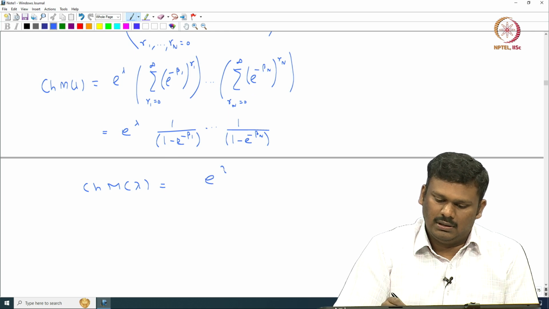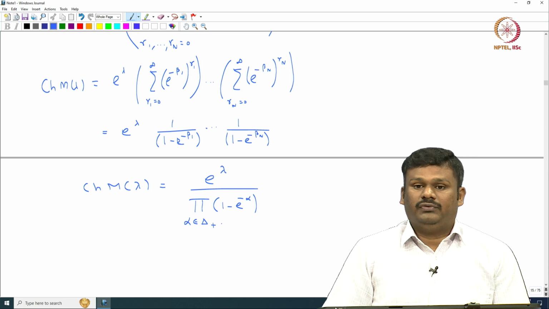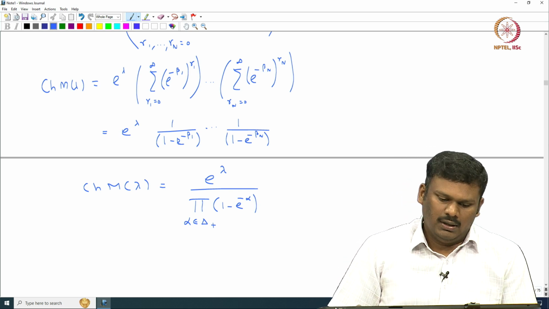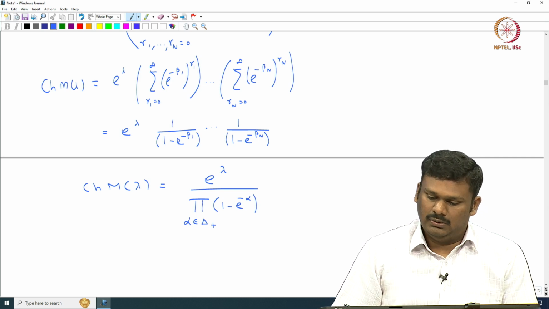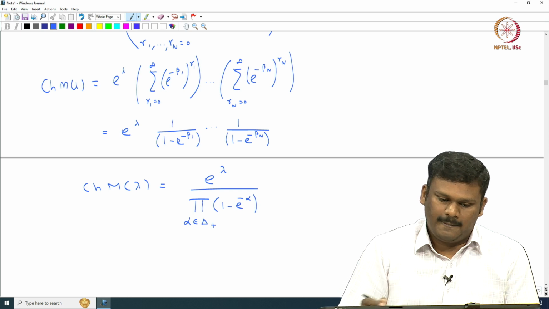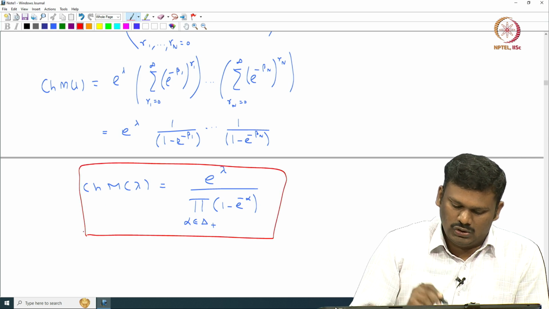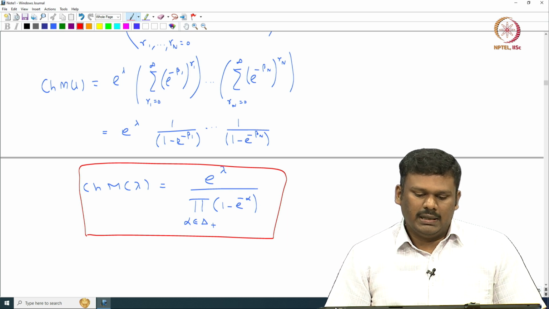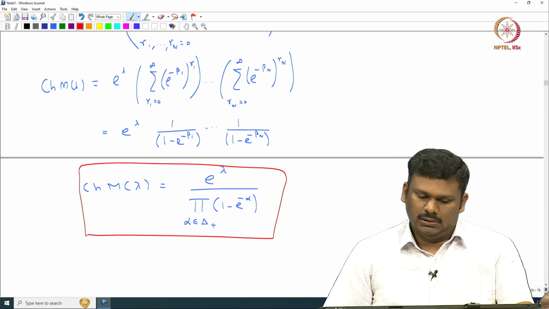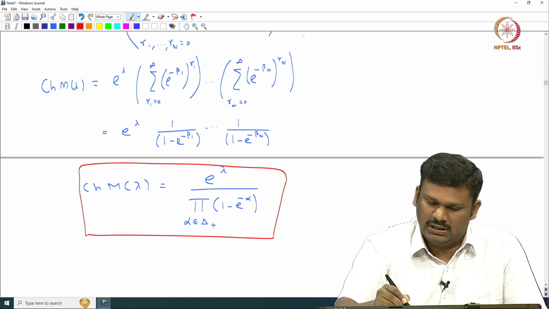So, indeed the character of M(lambda) has the following closed formula: e power lambda divided by product of 1 minus e power minus alpha, where alpha comes from Delta plus. So, we have a very nice closed formula for the character of M(lambda) using this PBW basis that comes from U(n minus). Okay. This is indeed a very nice formula, and this is a closed formula for the character of M(lambda). Such a closed formula we want to actually get for the finite dimensional irreducible representations as well. So, that is the goal that we are proceeding with.